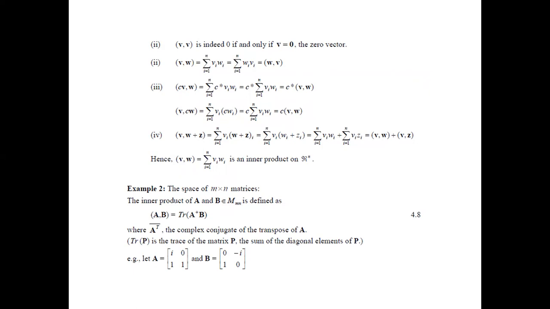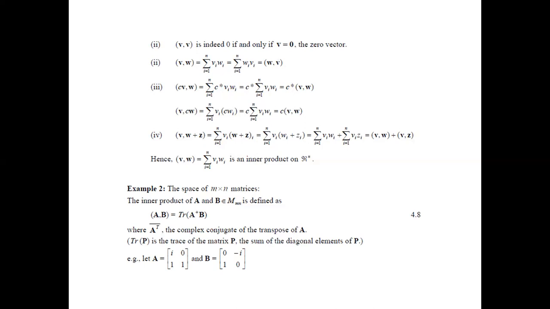4. V with W plus Z is summation i equals 1 to n of V_i times (W plus Z)_i, which is summation i equals 1 to n of V_i into (W_i plus Z_i). When you see W plus Z added together, then i outside means the ith component of the vector sum of W and Z, which is what you have on the right hand side. So this will be equal to VW plus VZ. Hence, VW, which is summation i equals 1 to n of V_i W_i, is an inner product on R^n.